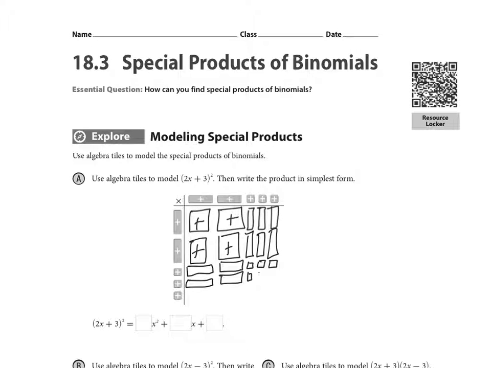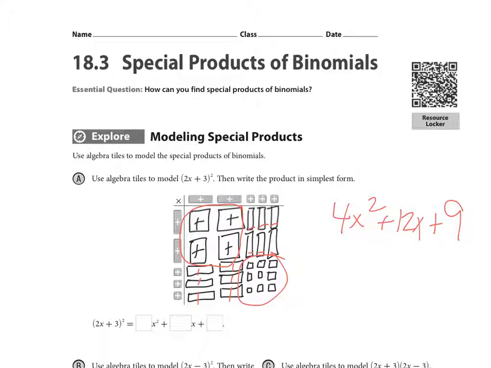This is why I think the algebra tiles get somewhat cumbersome, because it's a lot to do. However, it does demonstrate the point that we have here, which is when you multiply, what do we have here? We have 4x squareds. We have 1, 2, 3, 4, 5, 6, 7, 8, 9, 10, 11, 12 x's. And then we have right here 9 constants.